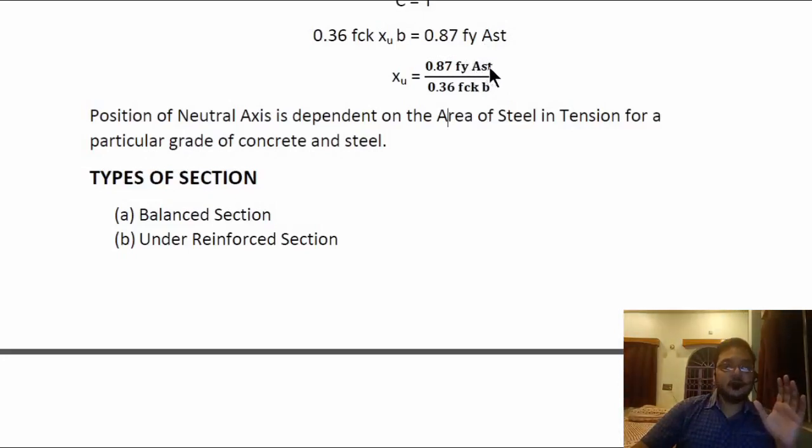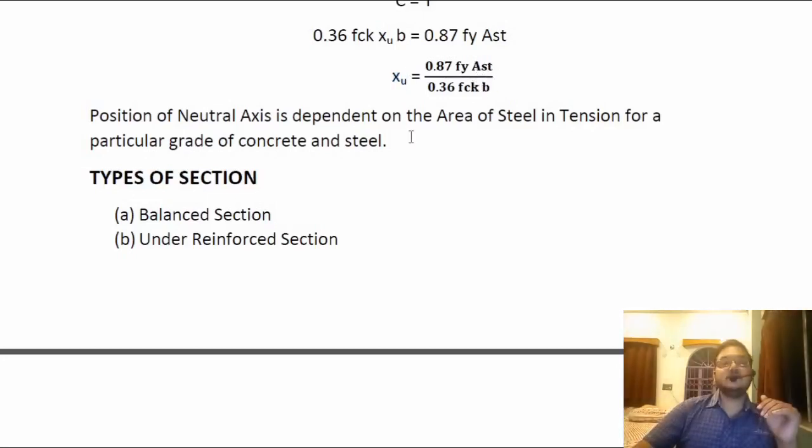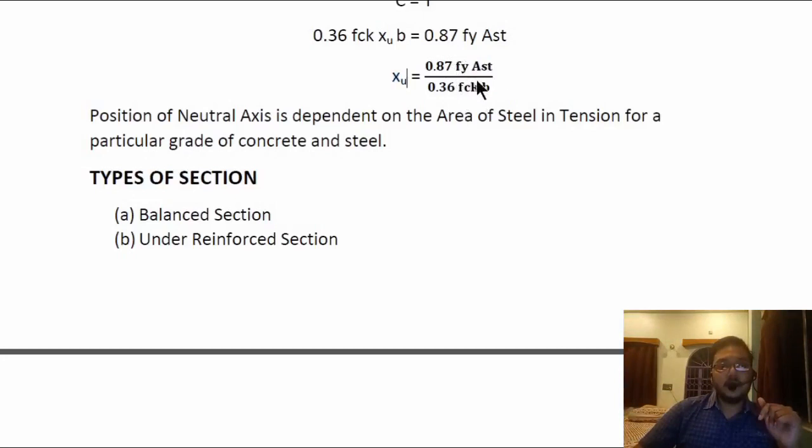The area of the steel in tension will be the only thing that decides the position of the neutral axis. In other words, you can say that the position of the neutral axis will be dependent on the area of the steel in tension, provided we are given a particular grade of steel and a particular grade of concrete.